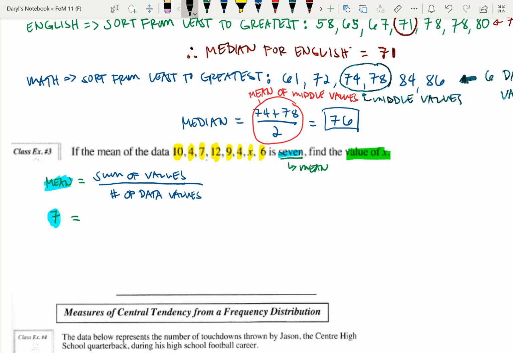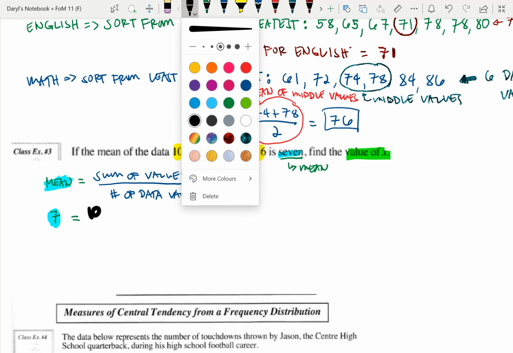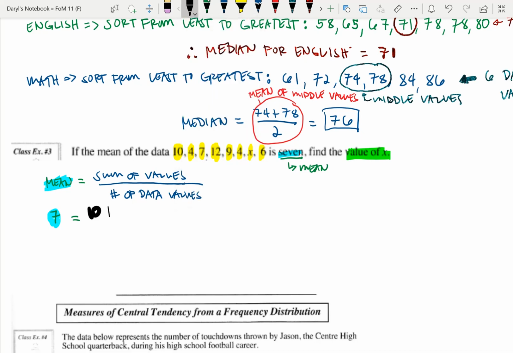So all the data values that I have, that's 10 plus 4 plus 7 plus 12 plus 9 plus 4 plus x plus 6, and then divided by, I'm going to count how many values I have. 1, 2, 3, 4, 5, 6, 7, 8. So the number of data that I have is 8, so divided by 8.